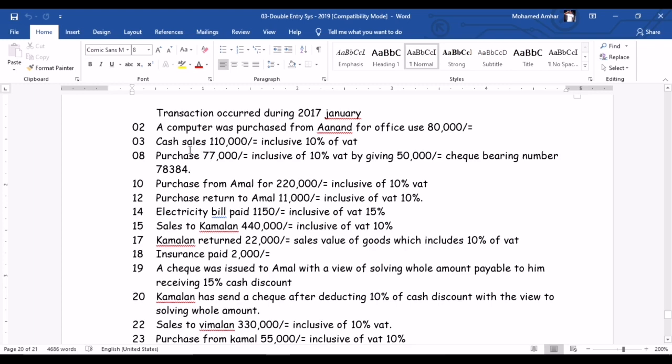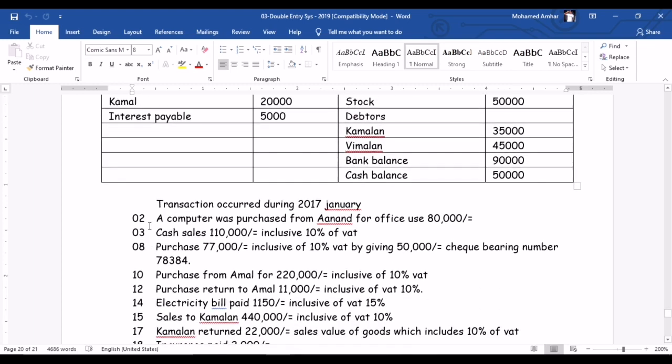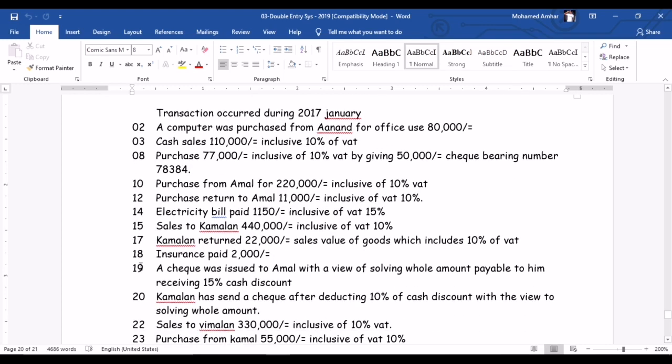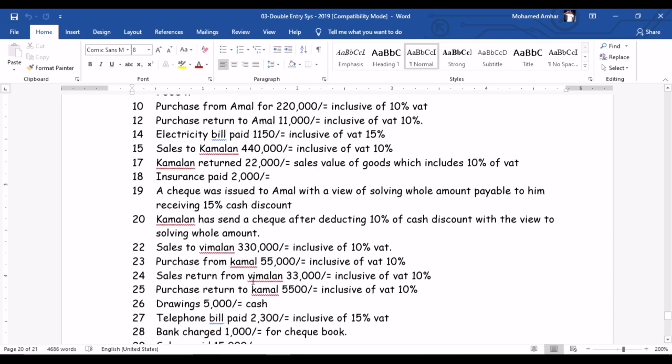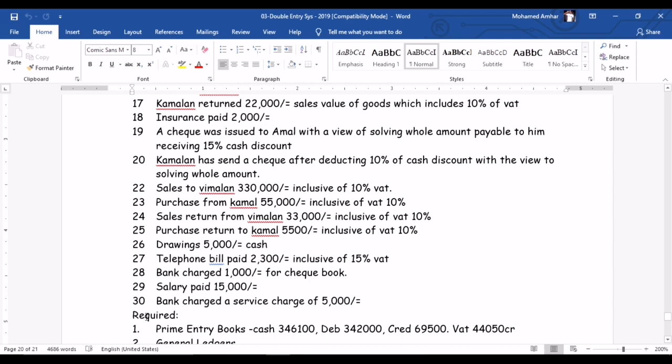So January month transactions are given: January 2nd, 3rd, 8th, 10th, like that. These are the dates on which the transactions have occurred. At the end of the month, the 30th, you have to prepare all the prime entry books, and from the prime entry books you have to transfer to ledgers.